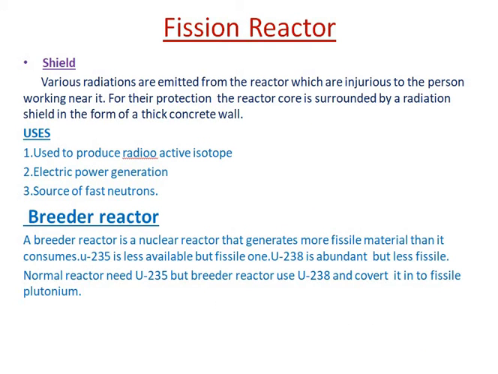Next, let us discuss another part of a fission reactor, the shield. The shield is a material which absorbs the radiation produced by the nuclear reactions. We know that in a nuclear fission reaction, different types of rays are emitted, such as alpha, beta and gamma rays. This can cause serious health issues and is injurious to a person working near it. So in order to protect us from the radiation, a shield is needed. Normally the shield is made up of a thick concrete wall. In a normal nuclear fission reactor, a concrete wall is used as the shield.